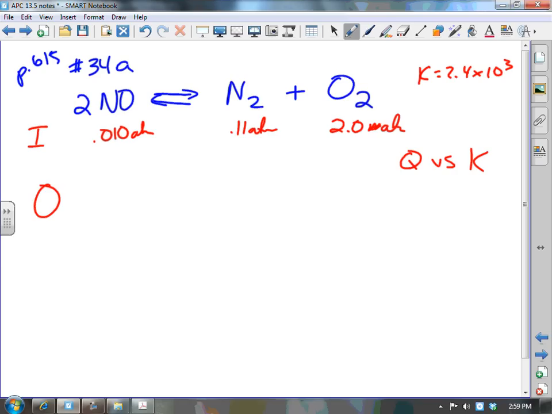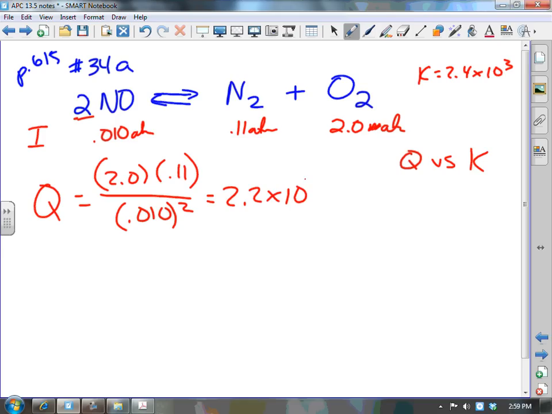So here's our initial amounts. Q is going to be equal to 2.0 times 0.11 divided by 0.010 squared. Don't forget about coefficients. When we solve for Q, we get 2.2 times 10 to the third. So 2.2 times 10 to the third is less than 2.4 times 10 to the third. So Q is less than K. Therefore, we're going to get a shift to the right. We have a little bit less product in the beginning than what we should have. So we're going to see a shift right.